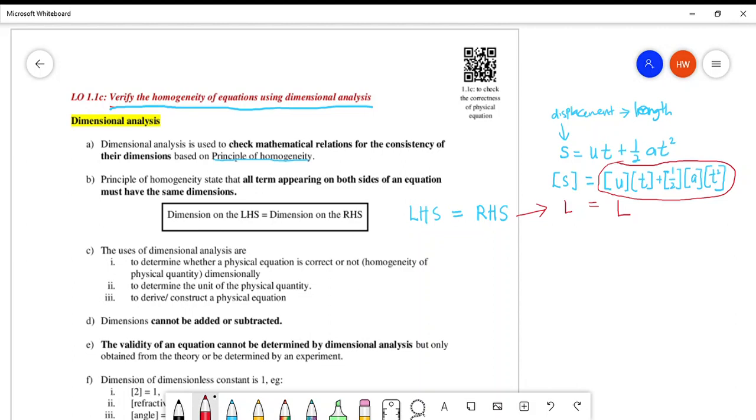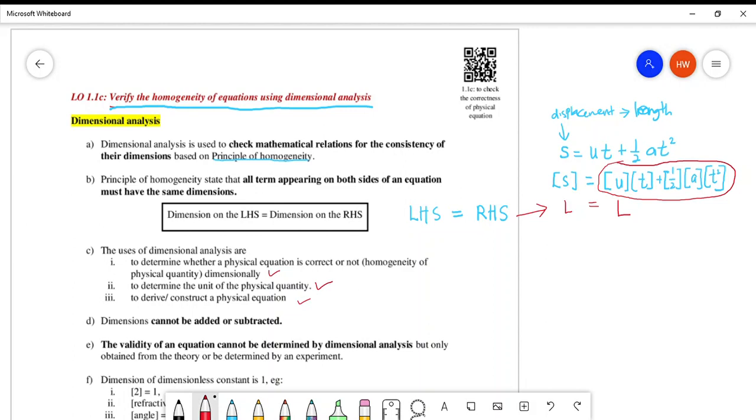First, we need to know the uses of dimensional analysis. The first one is to determine whether a physical equation is correct or not, dimensionally. The second one is to determine the unit of the physical quantity, which we have done in the previous learning outcome. And the last one is to derive or construct a physical equation, which all physicists do.